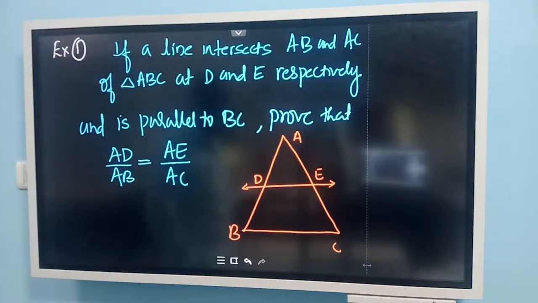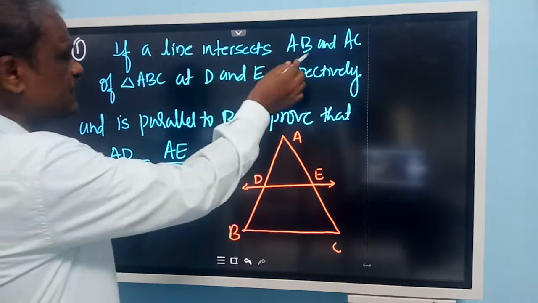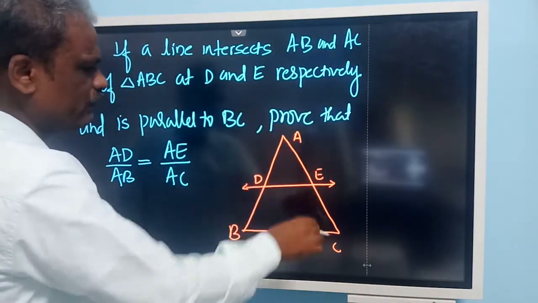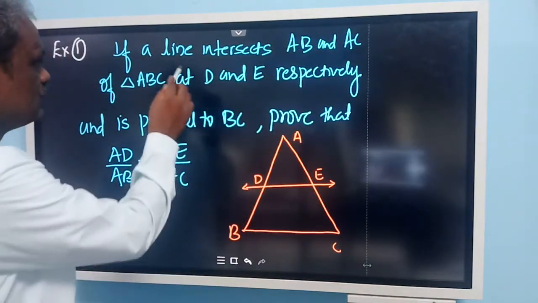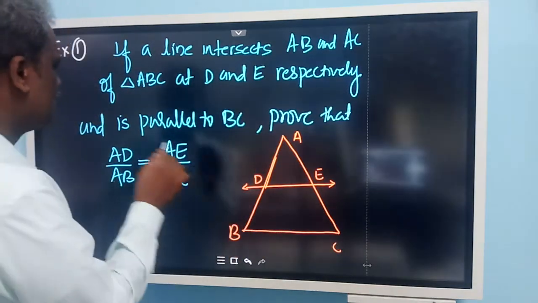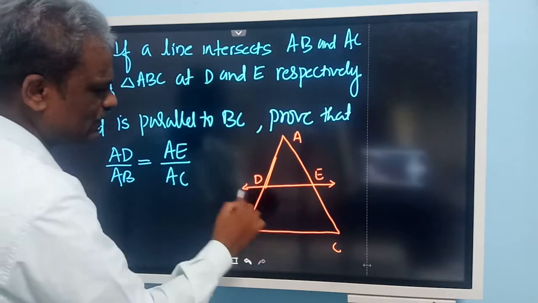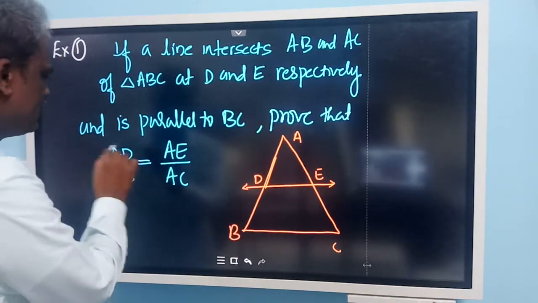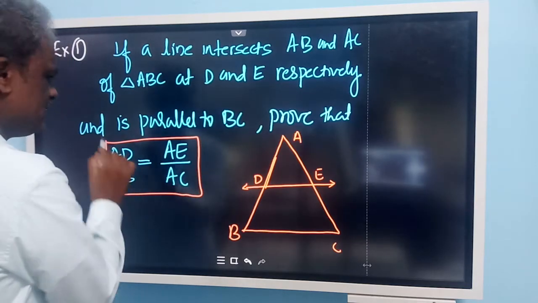So all of you observe this question. If a line intersects AB and AC of triangle ABC, here two sides AB and AC, so this line is intersecting AB at D and AC at E respectively, and it is parallel to BC, that is DE is parallel to BC. You have to prove that AD by AB is equal to AE by AC.